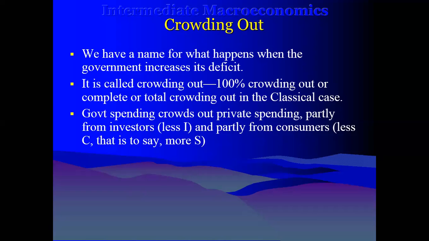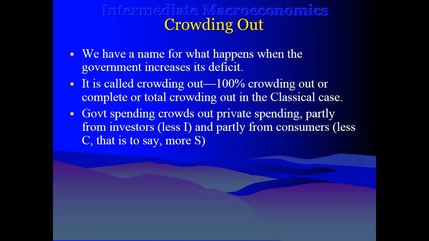Whenever the government tries to spend more than it generates from taxes, we have a name called crowding out. What this means is that when the government spends too much, when the government tries to increase aggregate demand by increasing its spending, it rather ends up crippling private spending. When we talk about private spending, we are talking about consumption and investment. You increase G, and then it turns out to be a decrease in C and I.